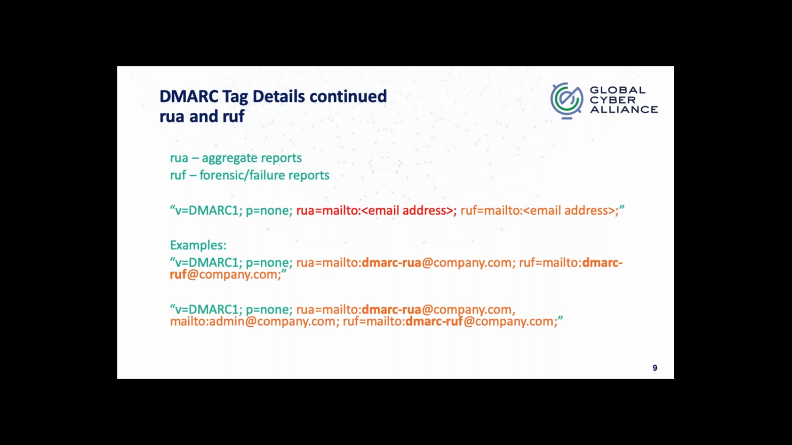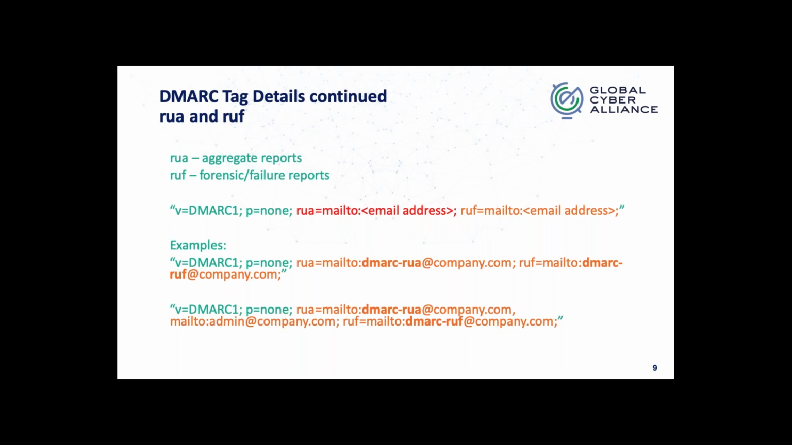You can have more than one email address for either RUA or RUF. Just separate them with a comma and make sure each email address starts with mailto:. So like the example here, RUA equals mailto: the first email address, comma, mailto: the second email address, and then you can do comma, mailto: the third email address, and so on. Just make sure you end with a semicolon before you go on to the next tag.